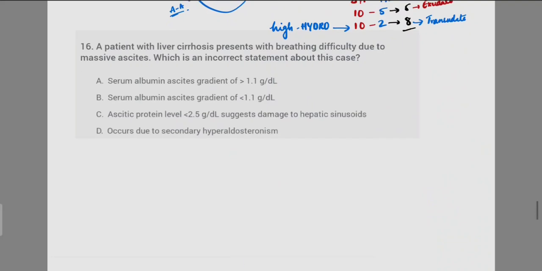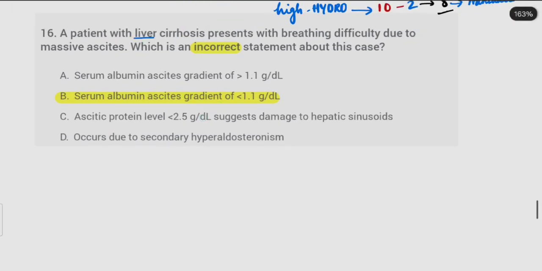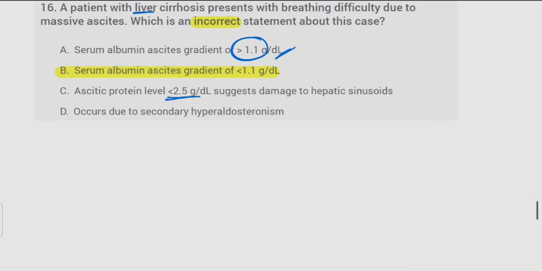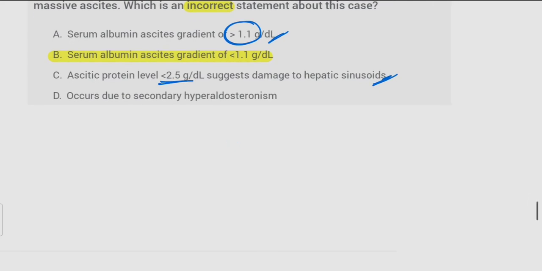And what is the question they are asking? Incorrect. Because they are asking incorrect, the answer will become B. Because it is liver, hydro should have been high, this is correct. Because it is liver, which means liver is not producing albumin, it should have been low, less than 2.5, this should have been correct. And this occurs due to secondary hyperaldosteronism, this is also correct.